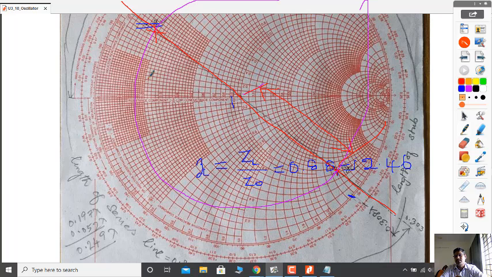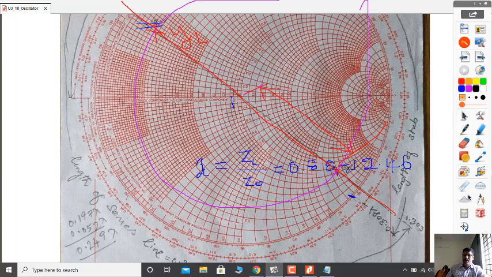If it is not possible for you to draw a circle, then you measure the length of the line from the middle of the chart to this point. Now you mark the same distance on the opposite axis. That point is YL, the normalized load admittance. So this is ZL, and its opposite will be the normalized load admittance point.